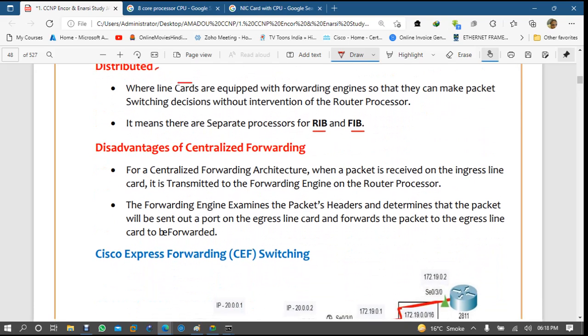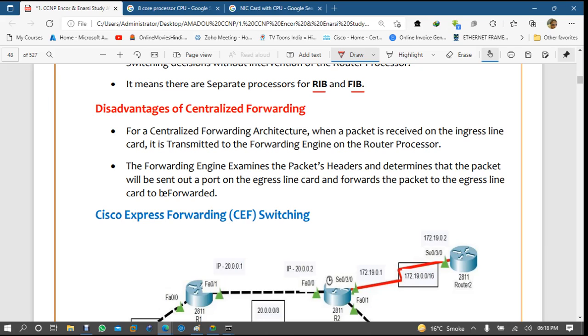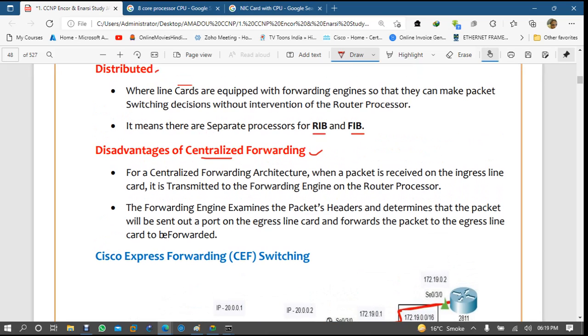Now, the disadvantage of centralized is that for handling multiple packets, your router will take time, right? In the centralized. But when it is distributed, when the data is coming, it is forwarded with the help of a separate table, right?